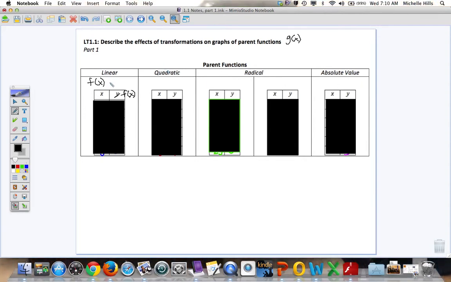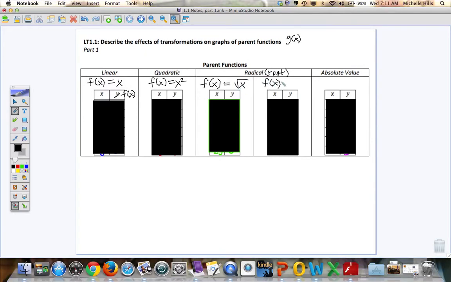So the most basic linear equation is f of x equals x. Quadratic, the most basic one is f of x equals x squared. Again, these can get more complex, but these are the parent functions. Now, a radical is a root. So like a square root is the most common one you've dealt with so far, but it could be a cube root or a fourth root. So we're just going to deal with two of them. And the first one's going to be the square root function. So f of x is the square root of x. And then the cube root function. So f of x equals the cube root of x.